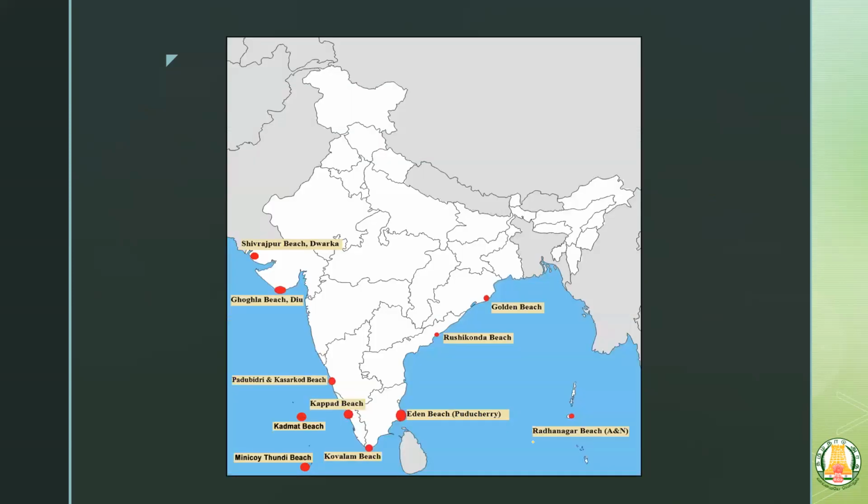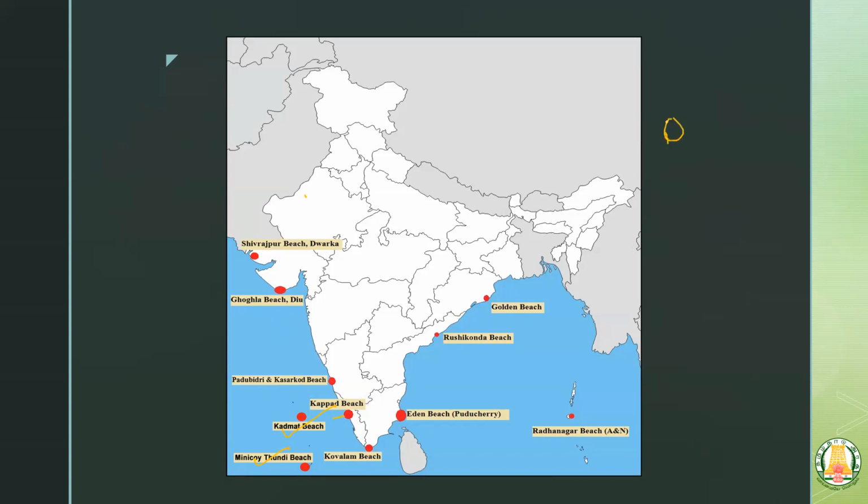See, friends, I have given all the beaches which got the blue flag certification in the recent past. The ones we learnt are Minikoi Tundi Beach and Kadamat Beach. See this: Kappad Beach, Kovalam Beach, Eden Beach, Radhanagar Beach, Padubidri Beach and Kasaragod Beach, Ghoghla Beach, Shivrajpur Beach, Golden Beach, Rushikonda Beach. Friends, remember two things you have to know in this.